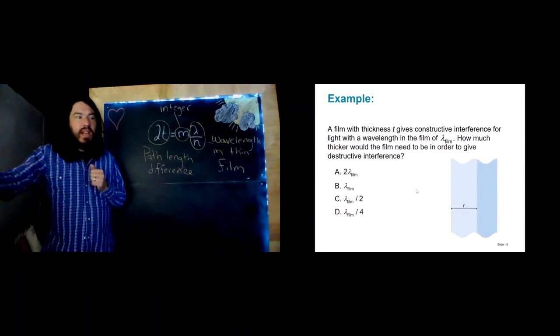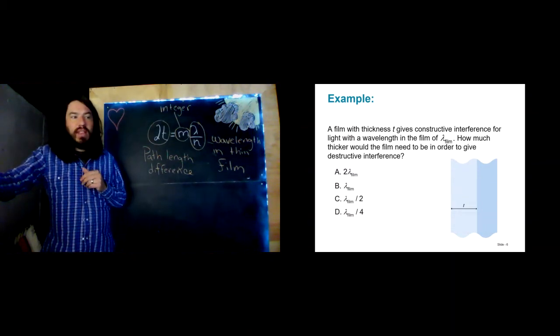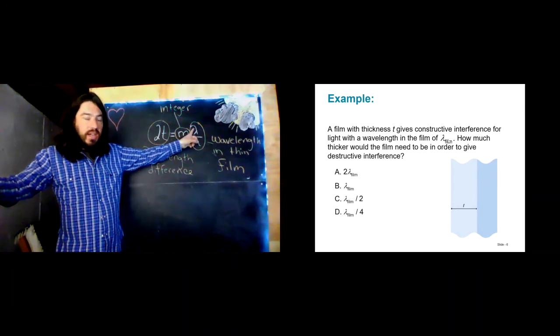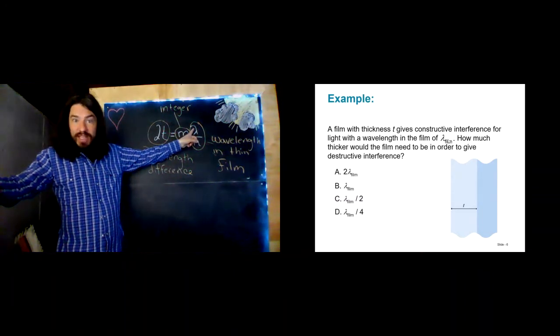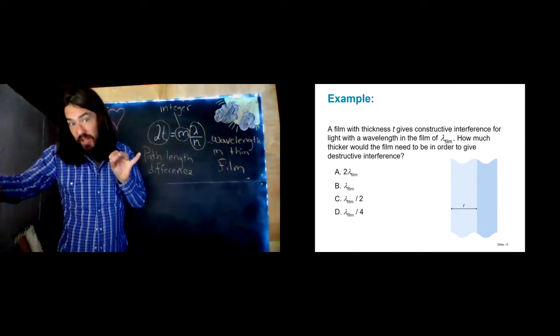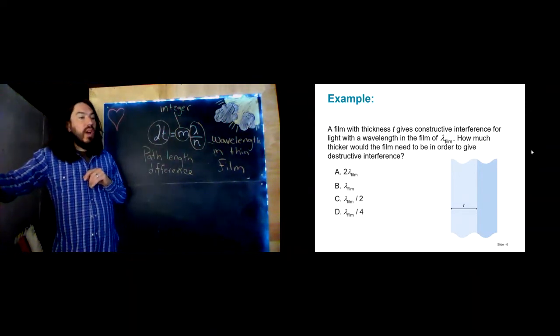So here we have a film with a thickness T that gives constructive interference for light with a wavelength in the film of lambda film. Okay? Again, remember that this is the wavelength in a vacuum. Lambda over n is our wavelength in the film. So we've got a wavelength in the film of lambda film.